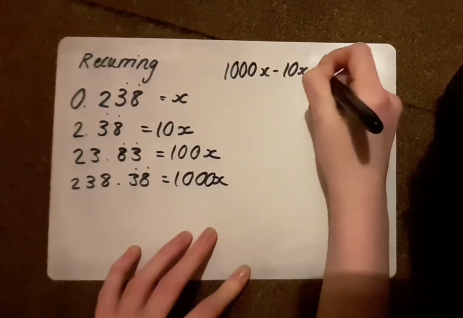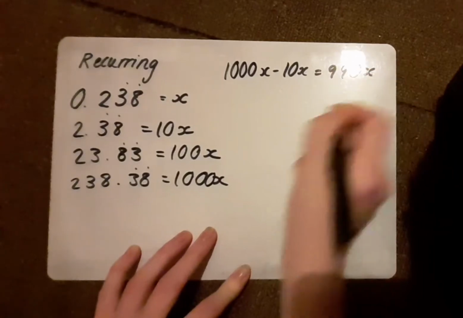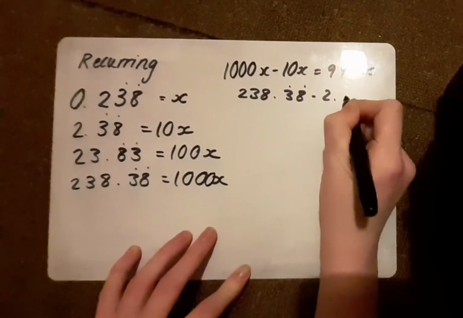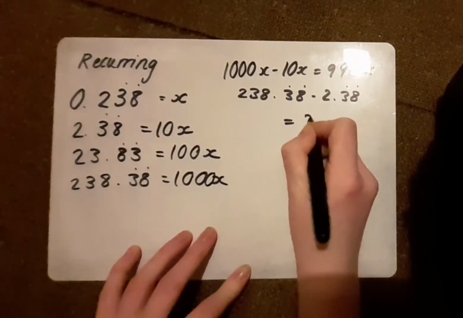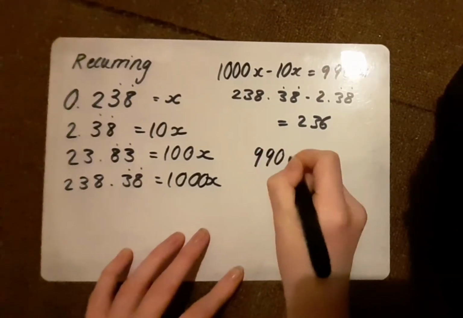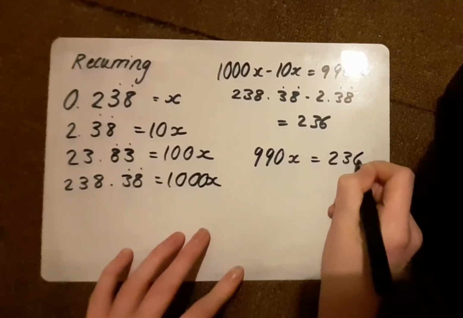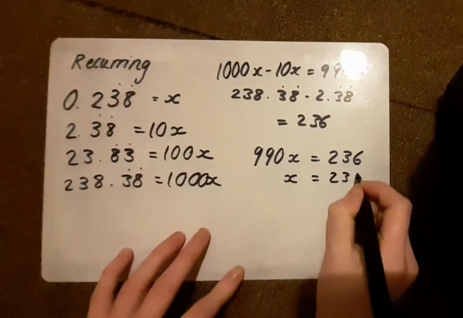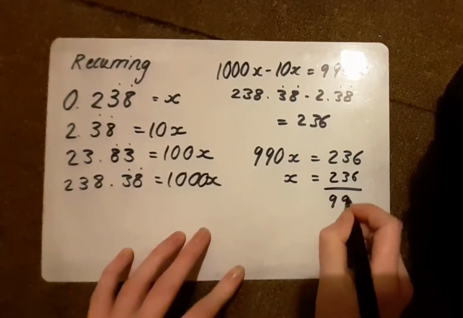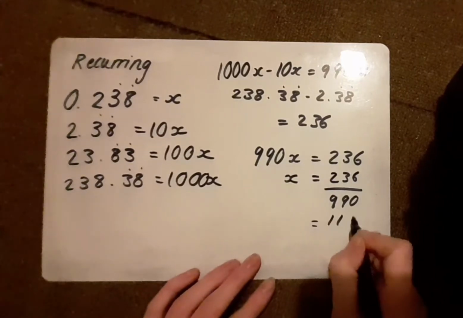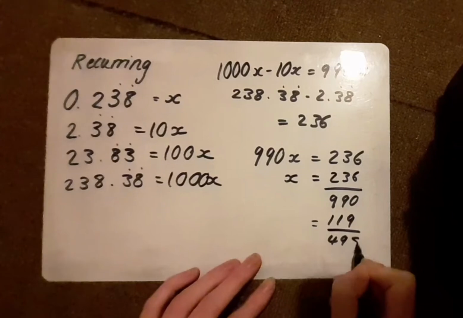So I'll do 1000x minus 10x equals 990x, and 238.38 recurring minus 2.38 recurring is 236. And since we know that 990x equals 236, we can isolate for x by dividing both sides by 990 and get 236 over 990. And whilst not quite as nice a number as 5 over 8, we can still simplify this down to 119 over 495.